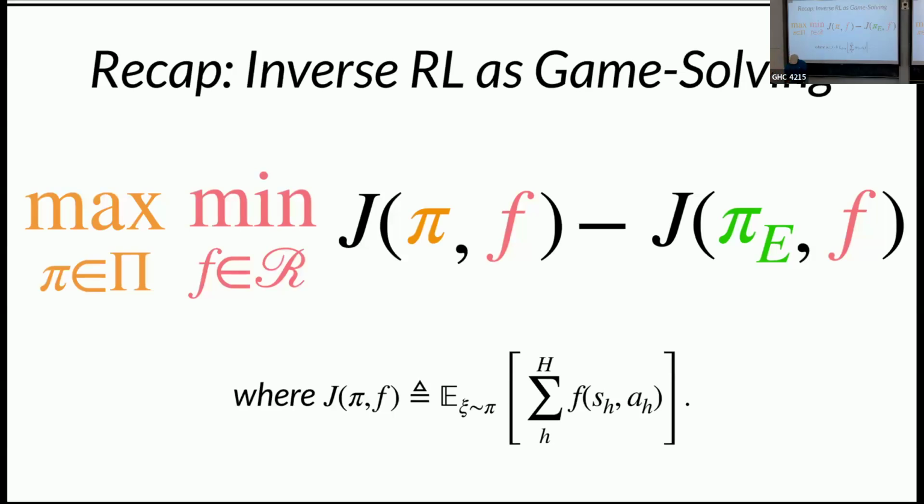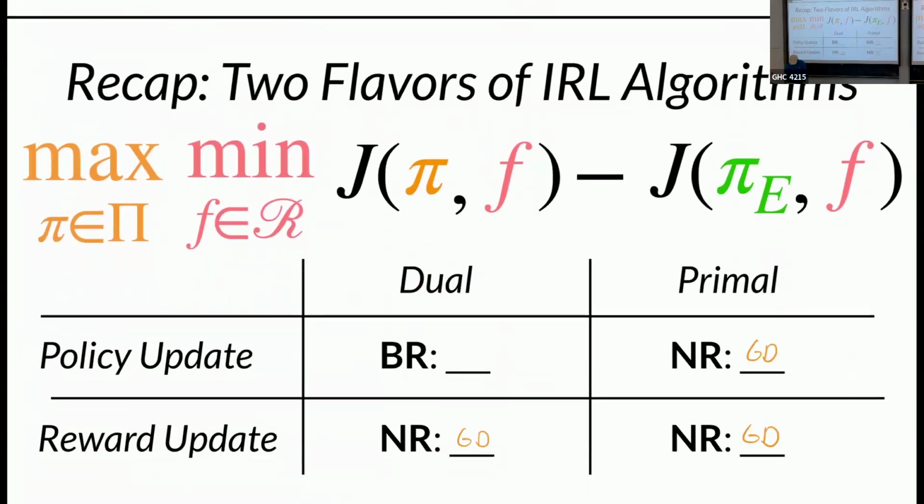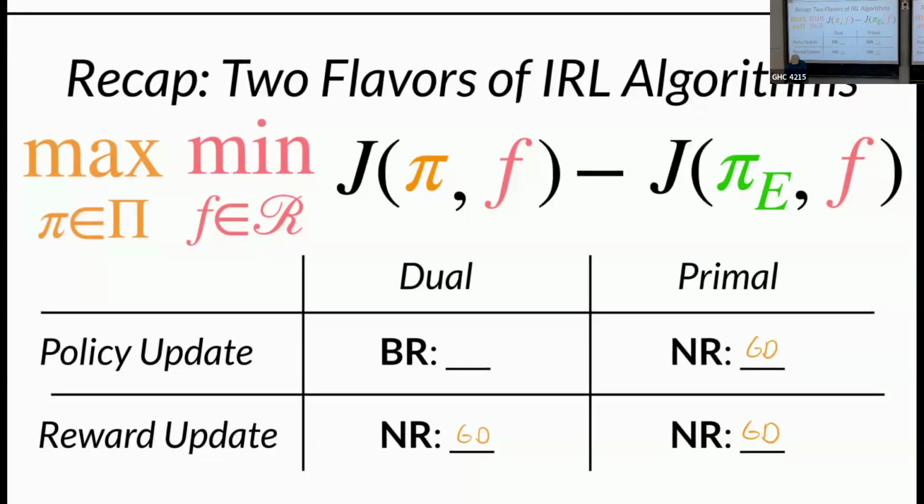So last time we also talked about these two different flavors of inverse reinforcement learning: the primal algorithms and the dual algorithms. The dual algorithms look like doing a best response over policies against a no-regret update for the reward functions, versus the primal algorithms, which look like both players doing small, steady, stable, no-regret steps. And both of these, if we remember from Steven's lectures, are ways we can compute equilibria for two-player zero-sum games.